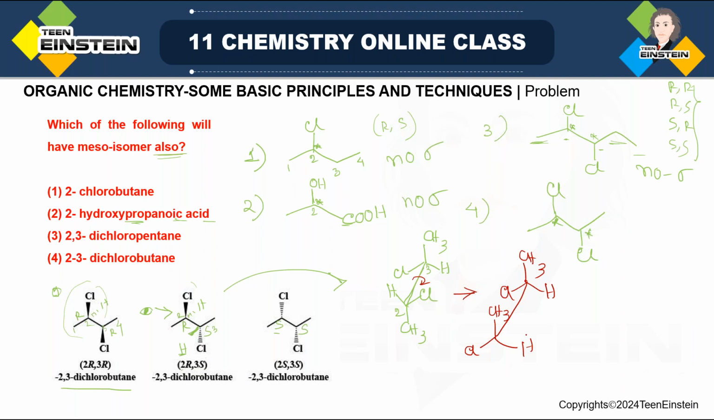So at first glance it seems that for this molecule there is no sigma plane, but actually there is a sigma plane. So the middle molecule will have a diastereomeric relationship with the first molecule and also with the third molecule. And the last one and the first one will have an enantiomeric relationship. So these 3 are the possibilities for 2,3-dichlorobutane. So this is the correct answer. Last one.